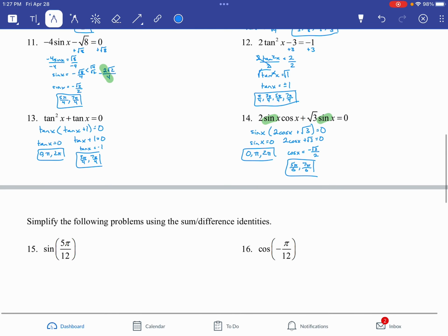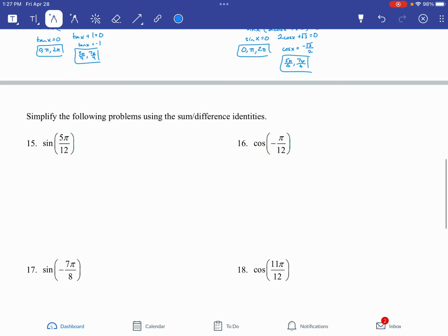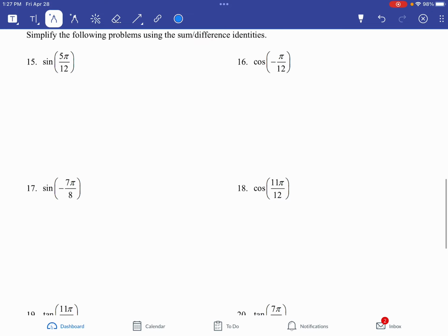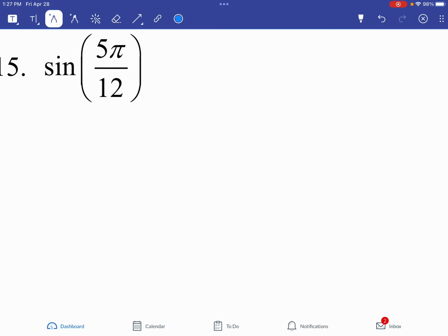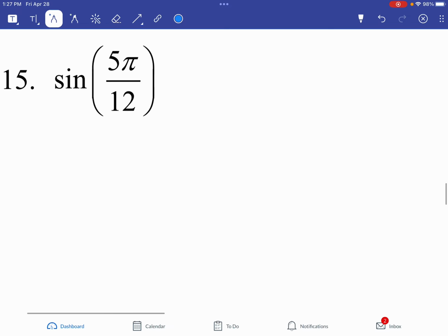Last, we have some sum and difference identities. All right, here we go. So 5 pi over 12. We need to find 2 numbers that add up to be 5 that could be reducible with 12. I'm going to pick 3 pi over 12 plus 2 pi over 12.